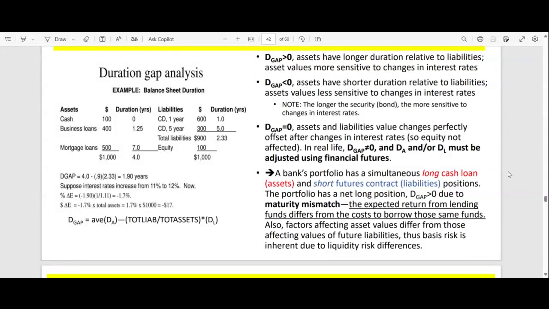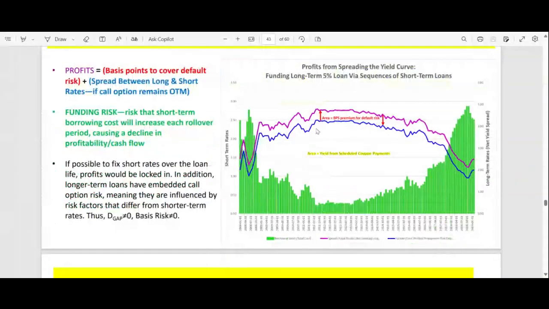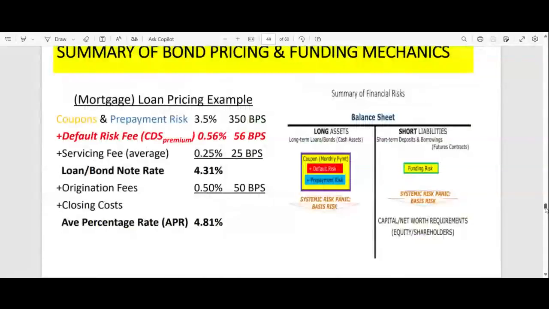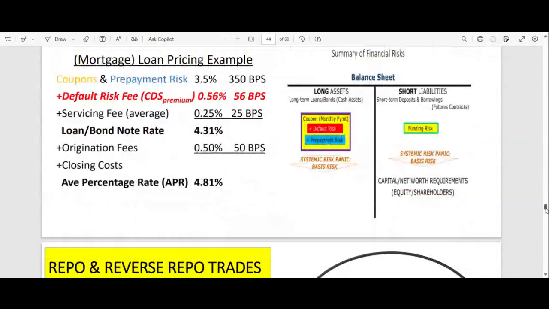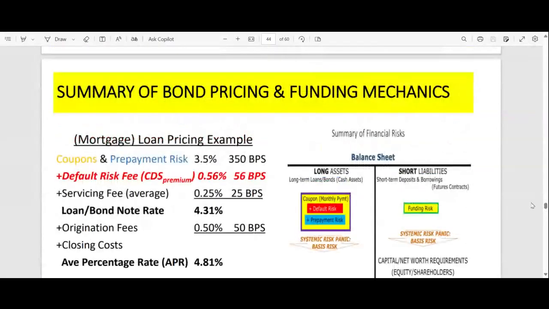That's right. So with this duration gap that we get, all right, and that was when we were talking lending long and borrowing in sequences of short-term loans. We're going to switch to use derivatives to close that gap. But this is where we left off.